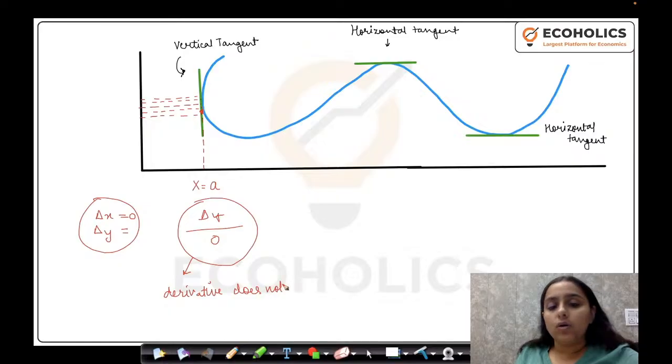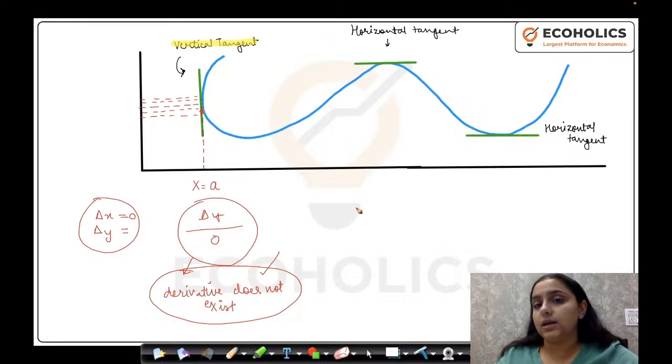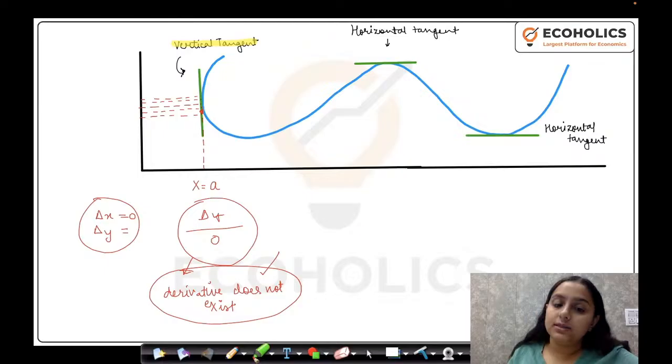Derivative does not exist. So very important to note down here is that in the case of vertical tangent, the derivative will not exist. Derivative exist ही नहीं करेगा. It is not going to exist at all. Okay? It will fail to exist. So very important point to note down here is derivative fails to exist.